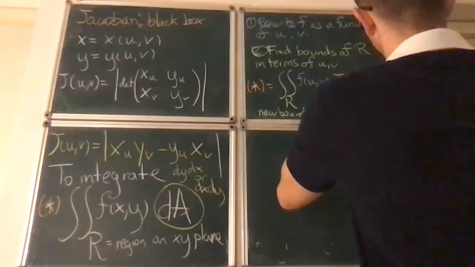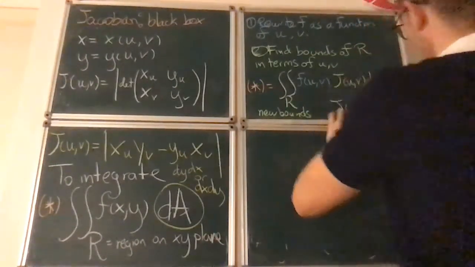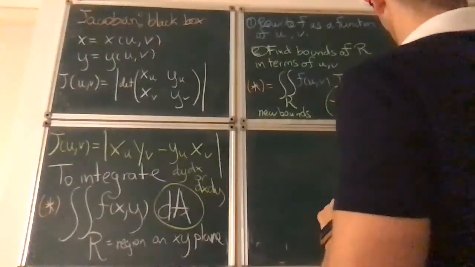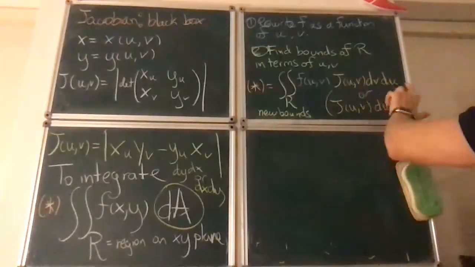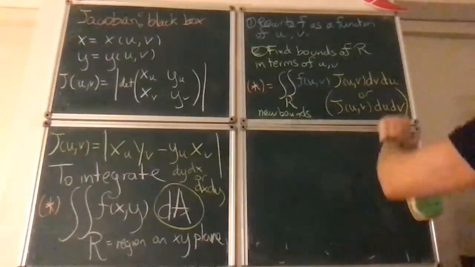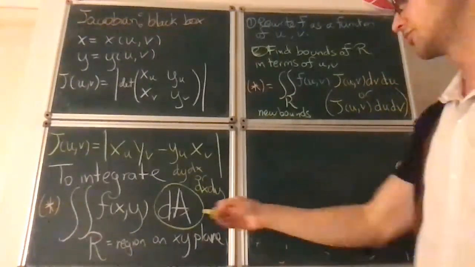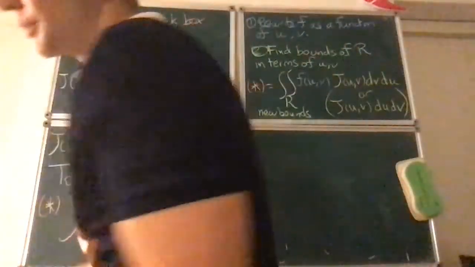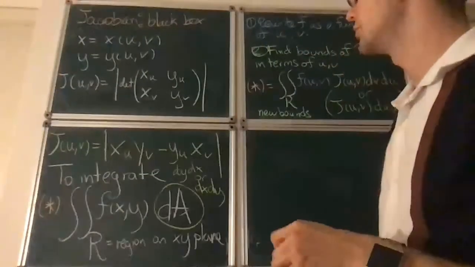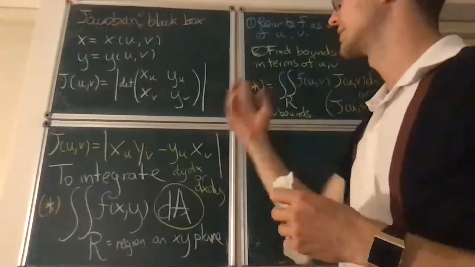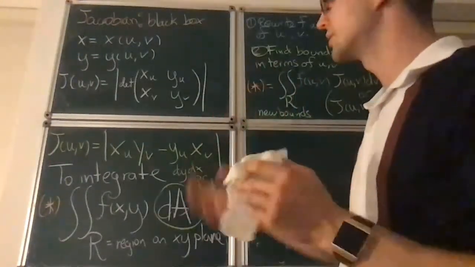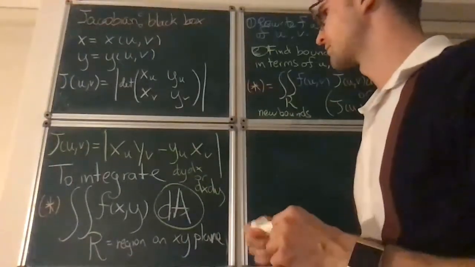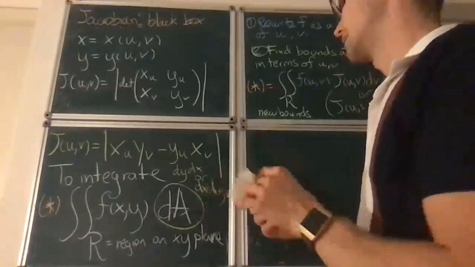By this I just mean that you can write dv du or du dv in the same way in which you could write dy dx or dx dy. So again, in the next video I will do two examples about how this is supposed to work, so that this becomes more clear.